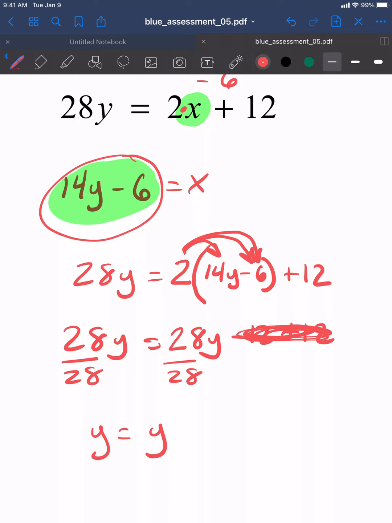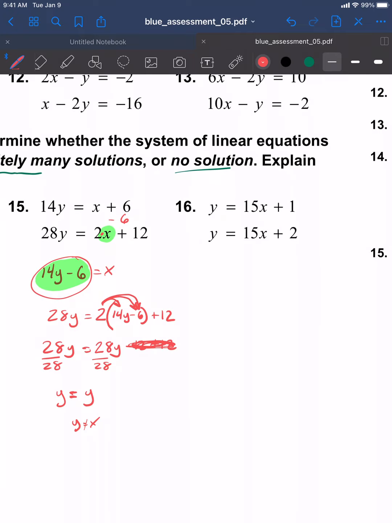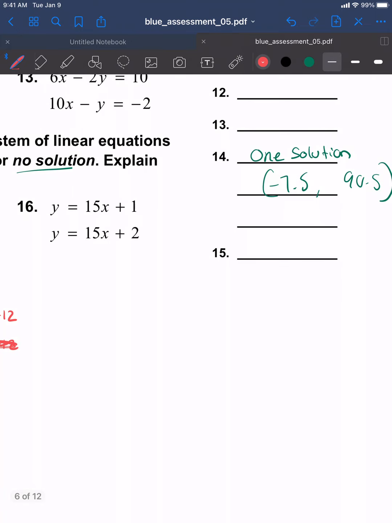Does that mean that they will land on top of each other? Or does that mean there's no solutions? Infinite. Yes. Is y the same as y? Yes. If it said y equals x, we'd have an issue, because y is not x. y is y. What I know is that if I were to graph that, they would land exactly on top of each other. So number 15 is infinite solutions.